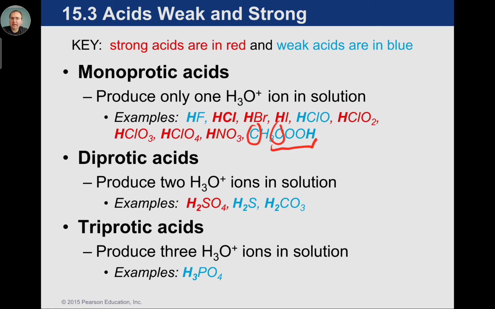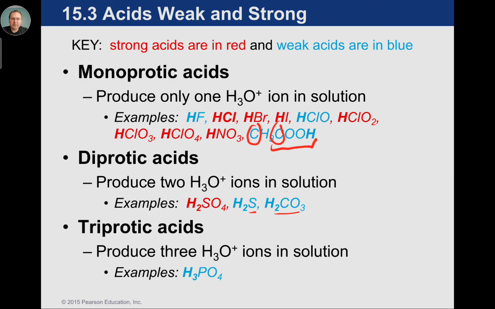Diprotic acids are going to have -2 charges on their ions because they're going to cross over to H pluses in the end. They're going to produce 2 hydronium ions eventually when you put them into water. Things that are relatively weak are things that have small ions, like a sulfite, like a carbonate. Those are relatively weak acids.